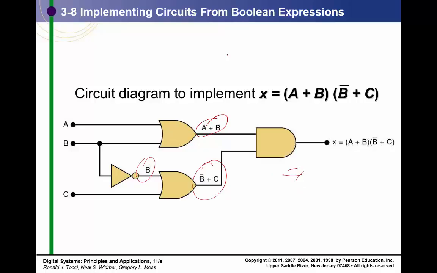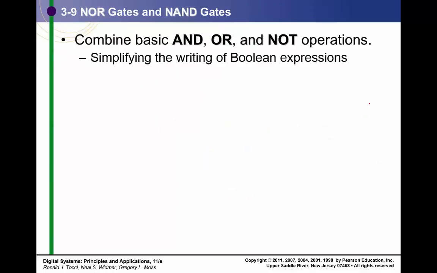This is written in a product of sum notation, where we're taking a sum, and we're multiplying them all together at the end. Those are our 2 standard forms of outputs. We'll be looking at those in far more detail later on.